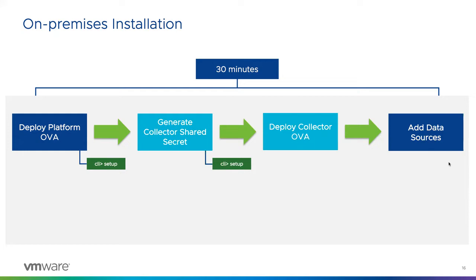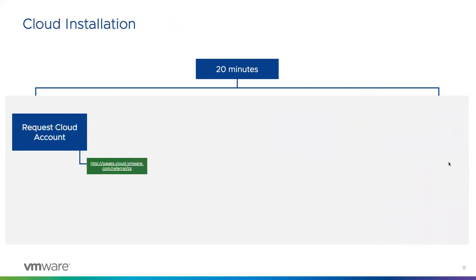Data sources being vCenter, NSX, Cisco ACI, you name it, any of the data sources that we support. You'll be going through and adding those data sources. And then you start using Network Insight. Pretty simple. The cloud installation actually goes a little bit faster when we're dealing with vRealize Network Insight Cloud.